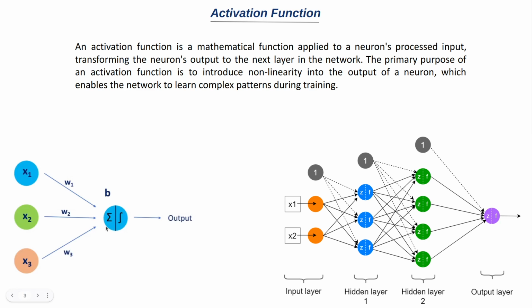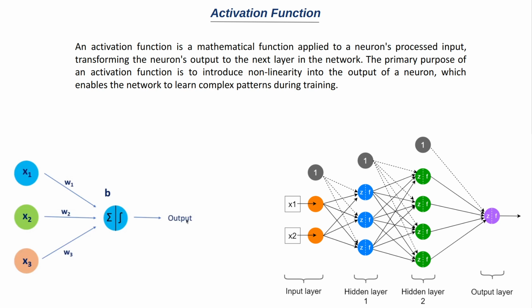Now you have a processed input, which is nothing but a weighted sum of these features and your weights plus a bias, and you apply it to this activation function, which is basically a mathematical function or equation. This determines how the processed input, your weighted sum, is transformed, and what output you get. That's the purpose of this activation function. So this is for a single neuron.